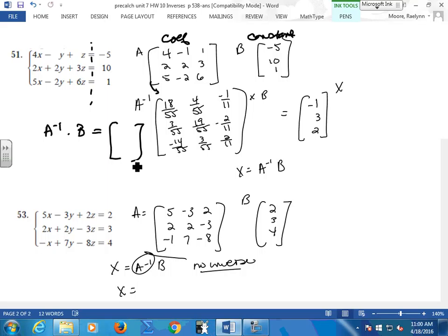Again, if it doesn't have an inverse, your calculator tells you. Sometimes it says wrong dimension, a mismatch. Sometimes it says singular matrix, which means your matrix doesn't have an inverse. You don't know that until you go to try it. And then we just say no inverse.